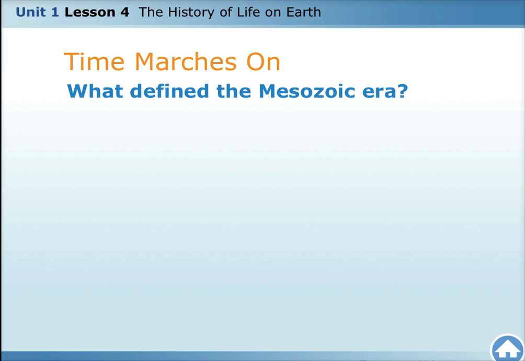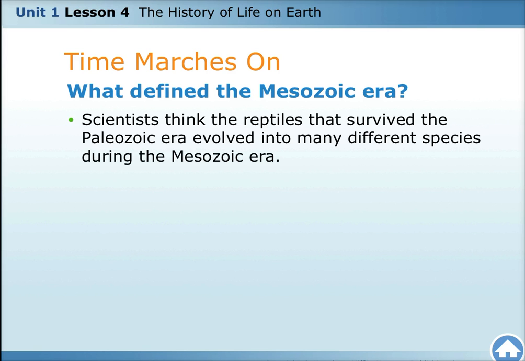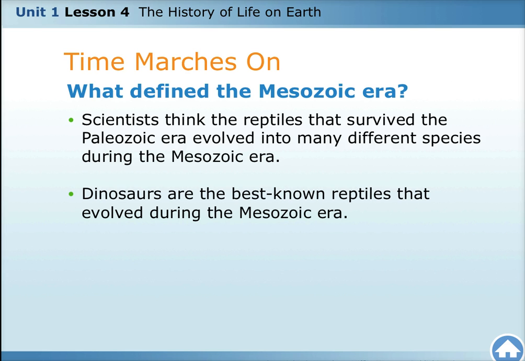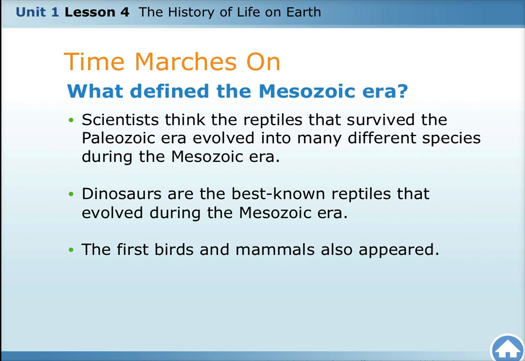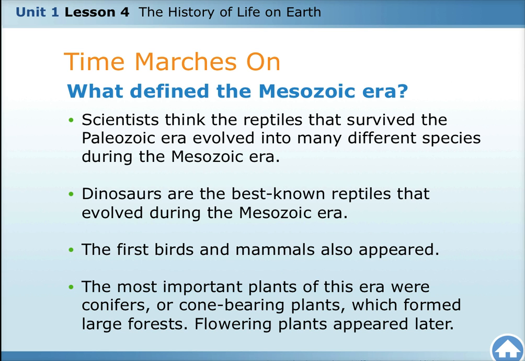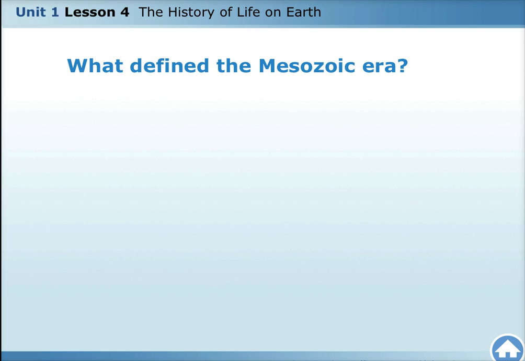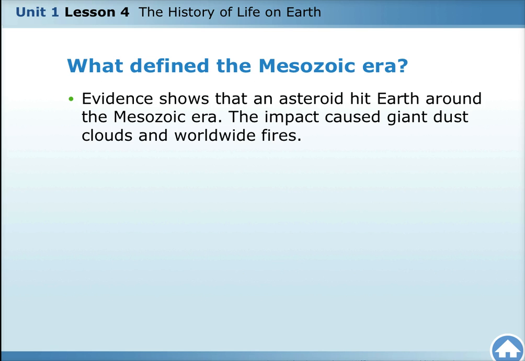So what defined the Mesozoic era? Starting on page 46. Scientists think that reptiles that survived the Paleozoic era evolved into many different species during the Mesozoic era. Dinosaurs are the best known reptiles that evolved during the Mesozoic era. The first birds and mammals also appeared. The most important plants of this era were conifers, or cone-bearing plants, which formed large forests. Flowering plants appeared later. Evidence shows that an asteroid hit Earth around the Mesozoic era.